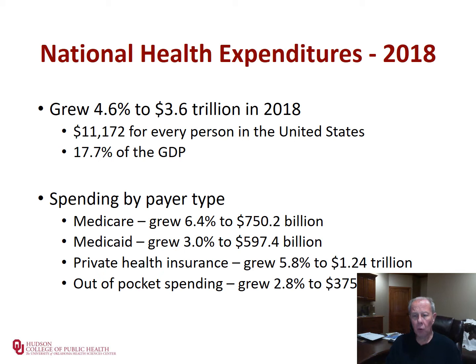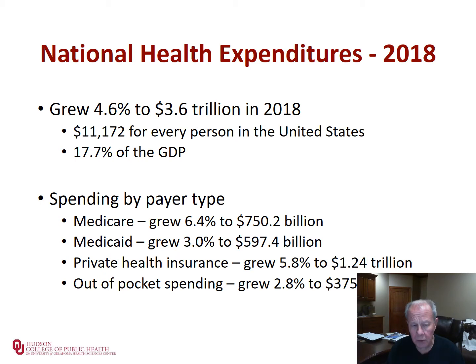Well, this is a little more up-to-date information than was in your textbook. This is all data from 2018. It comes from the Centers for Medicare and Medicaid Services. Their actuaries produce this report annually. In 2018, healthcare expenditures grew 4.6%. Again, that's higher than the rate of inflation. In 2018, as a country, we spent $3.6 trillion, which was $11,172 for every single person in the United States, and was, again, very close to 18% of the gross domestic product.